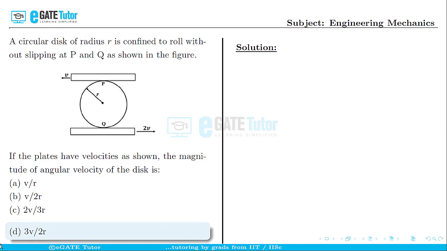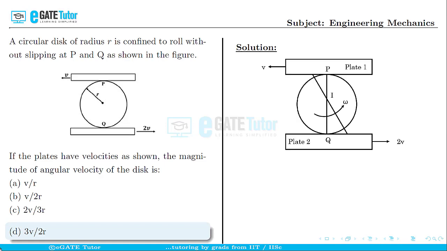First, let us consider a particular instant where I is the instantaneous center of rotation and point P is on plate 1 with a velocity v and point Q is on plate 2 with velocity 2v, and omega is the angular velocity of the disk under rotation. Since we have the radius of the disk as r, PQ forms the diameter of the disk, which can be considered as 2r.